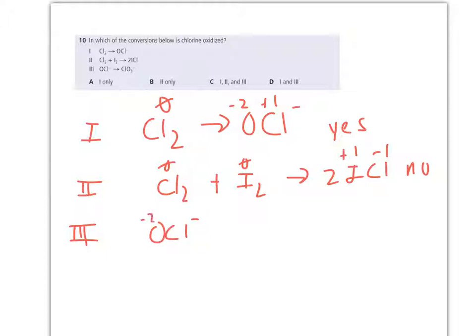And number 3, I've got OCl-. Well, the oxygen's a -2, leaving the chlorine a +1. And then I have ClO3-. So my oxygen's a total of -6, which leaves a +5 for my chlorine. So in 1 and 3 both, it is being oxidized, so letter D would be the correct choice.